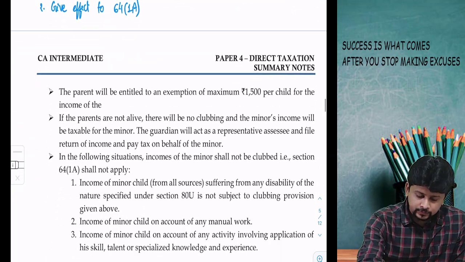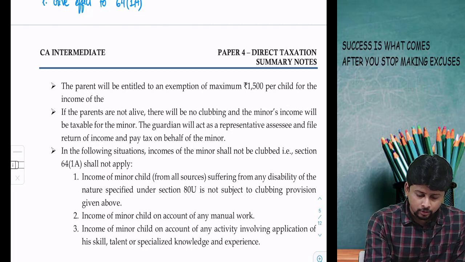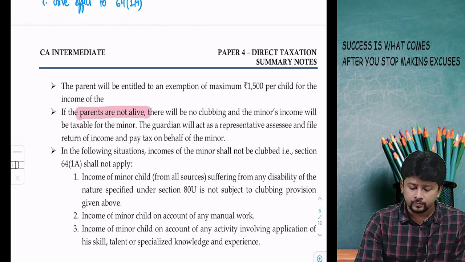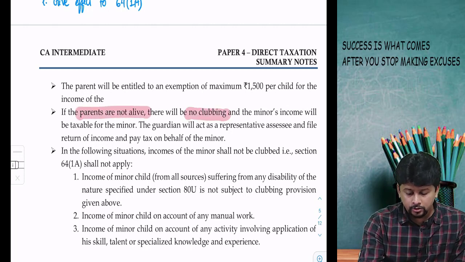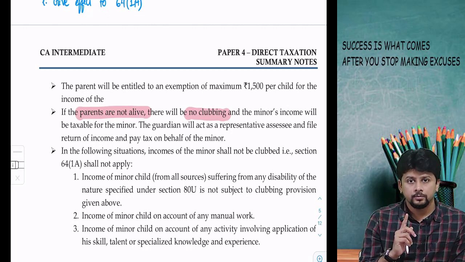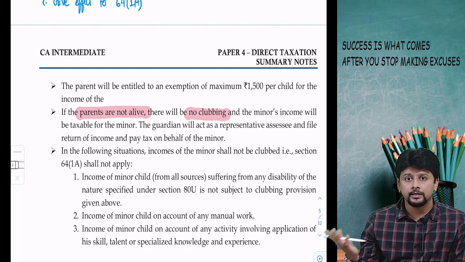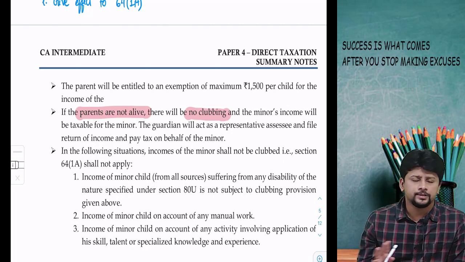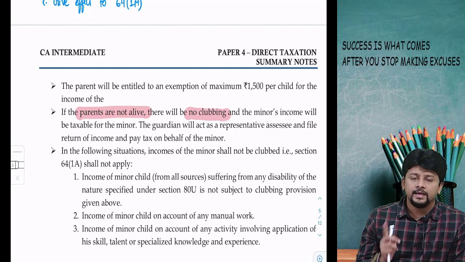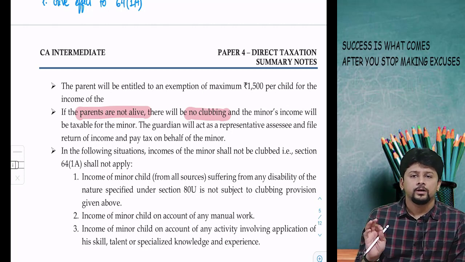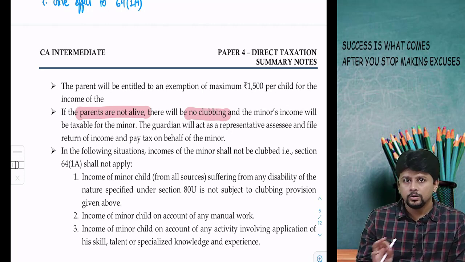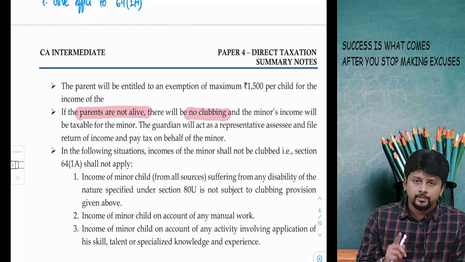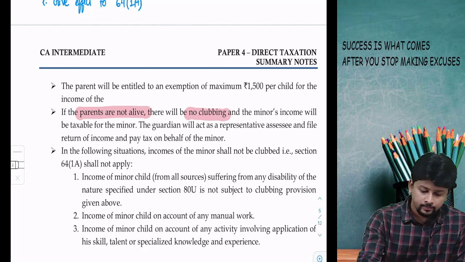By chance, if the parents are not alive, then remember there is no clubbing. You will not club it with the guardian. You will not club it with the relative who is taking care of the minor. This is a very common misconception that many students have. Parents are not alive, no clubbing of income. There will be no clubbing at all. Income will be taxed in the hands of the minor.